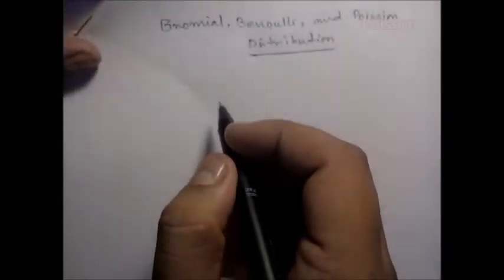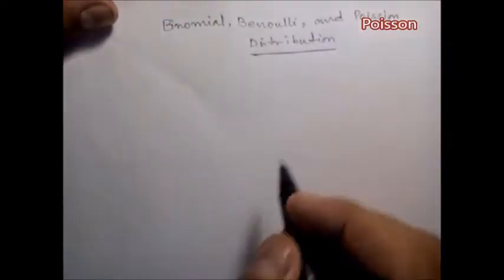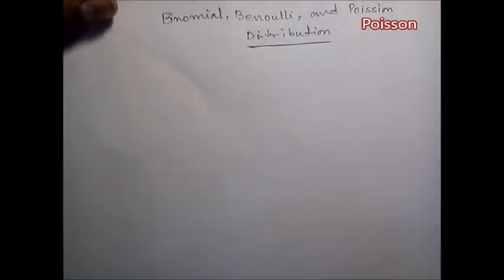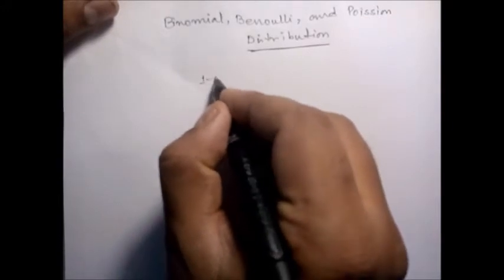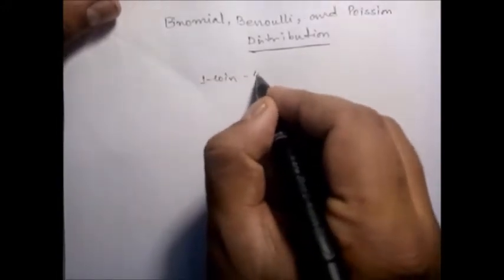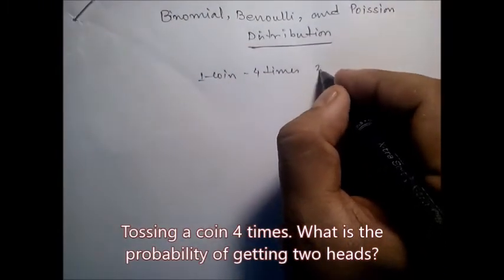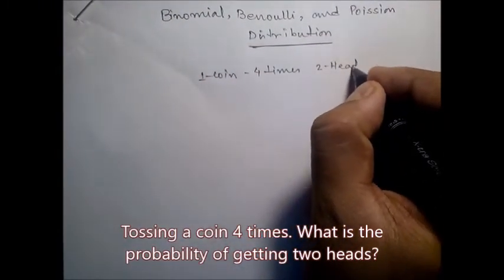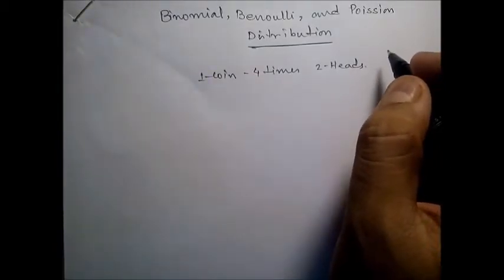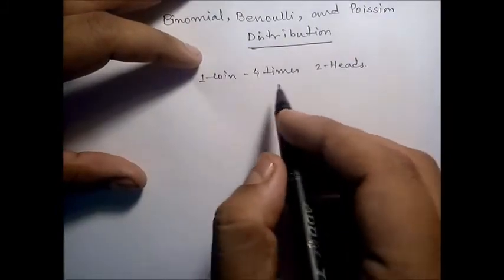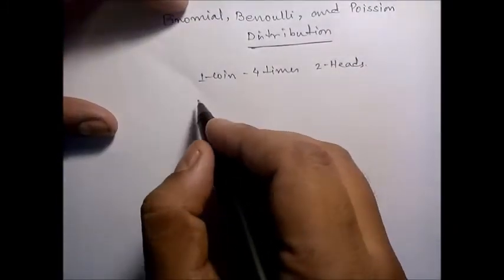Okay, now I'm going to discuss binomial distribution, Bernoulli distribution, and Poisson distribution. Suppose a problem is like this: tossing a coin 4 times. What is the probability of getting 2 heads? Or less than 2 heads, or more than 2 heads, like that. So, tossing a coin 4 times and getting 2 heads, the possibilities are like this.